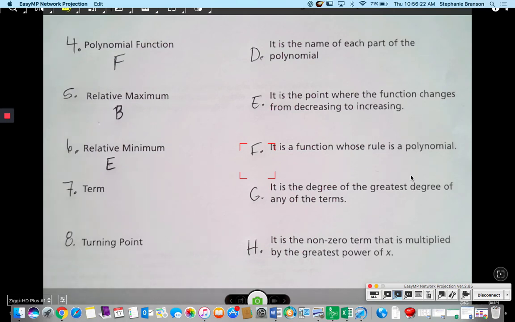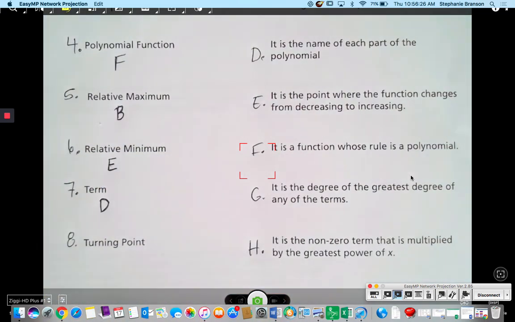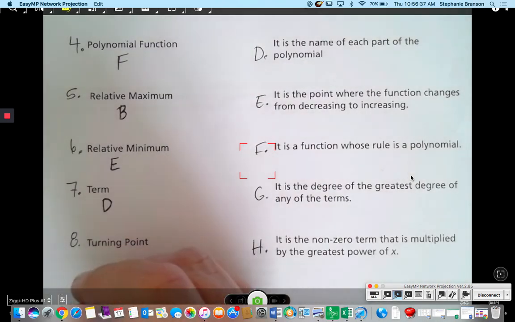Term is the name of each part of the polynomial, so we may have more than one term. We have more than one part of the polynomial function. And then last but not least, your turning point. That's going to be a point in which the function changes directions.